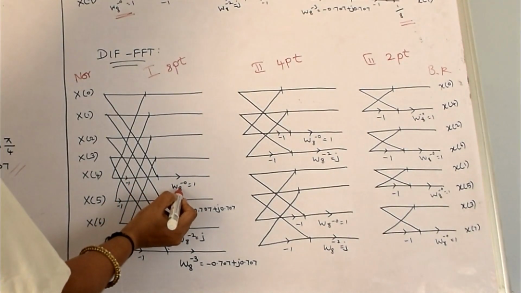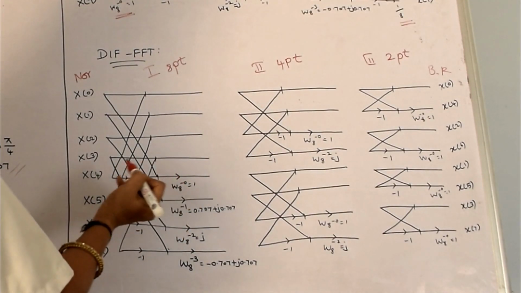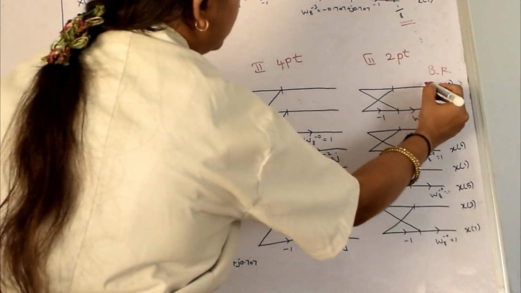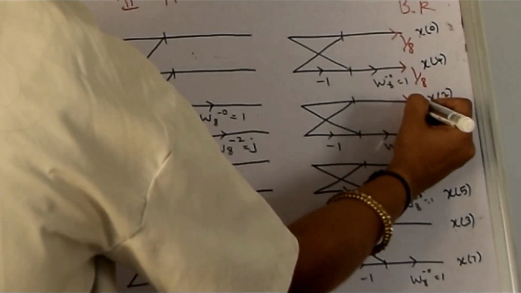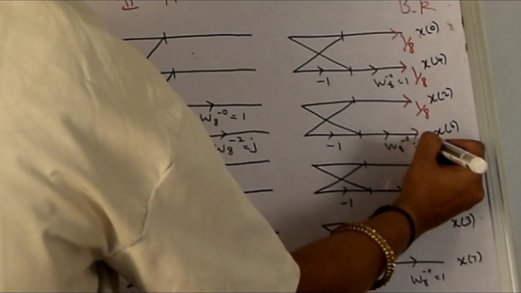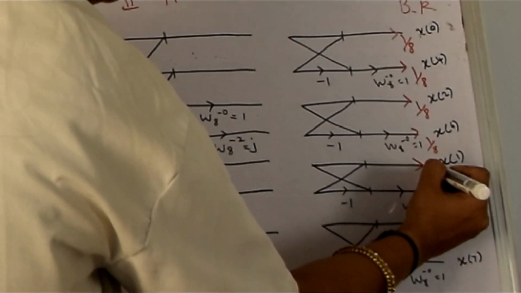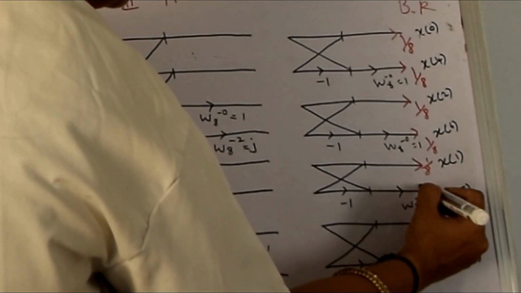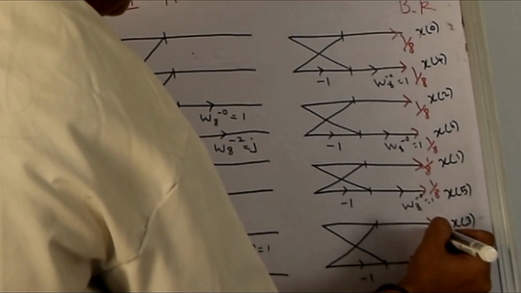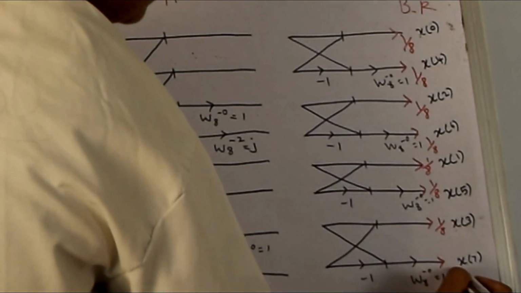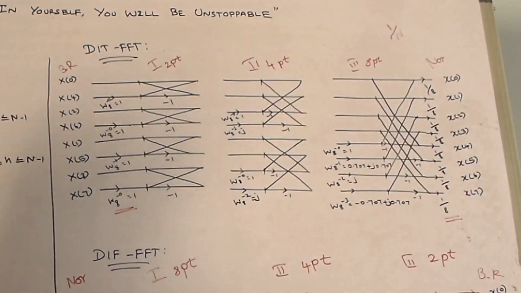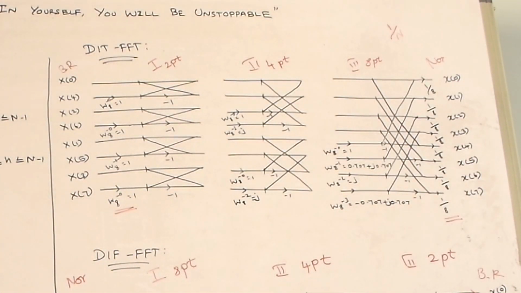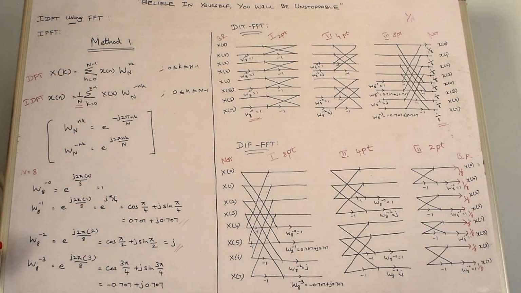In the same way, here you have to change the sign of the twiddle factor values and multiply the output by the 1 by N factor. So here I am writing 1 by 8 for x of 1, 1 by 8 for x of 5, 1 by 8 for x of 3, and also 1 by 8 for x of 7. That's it. So this is the difference between IDFT using FFT and DFT using the FFT algorithm.